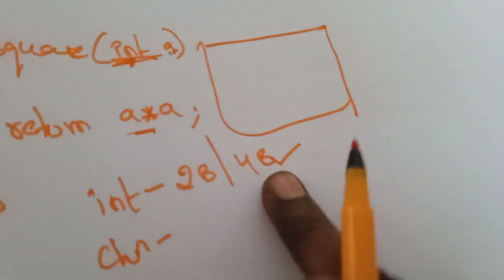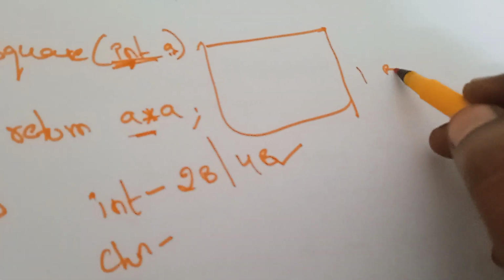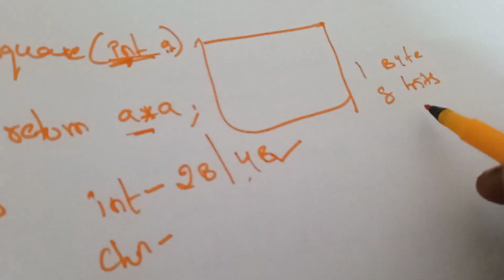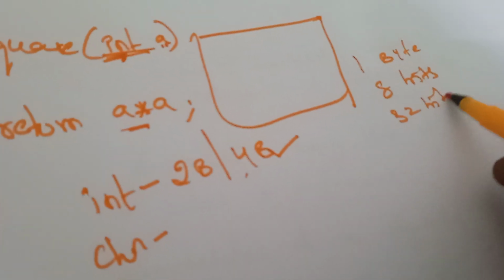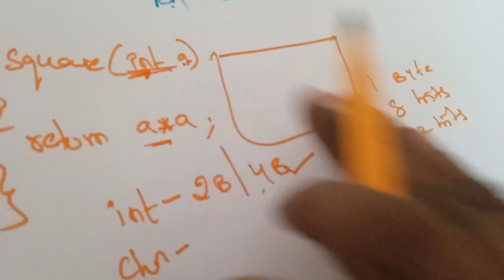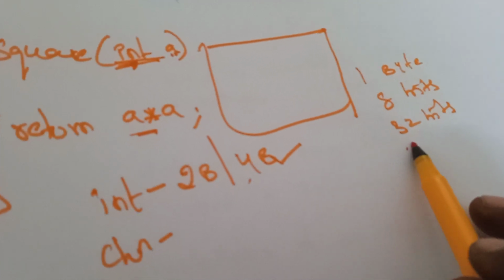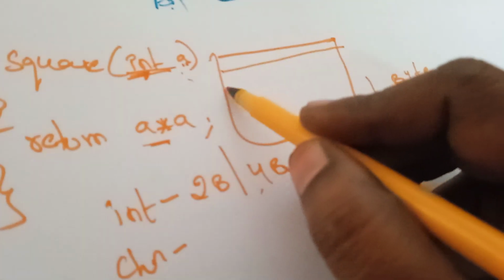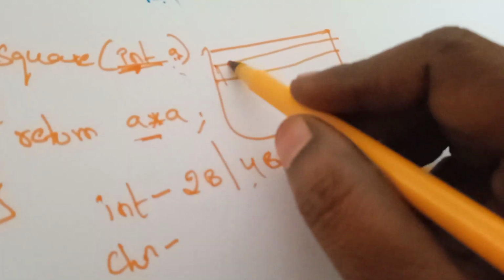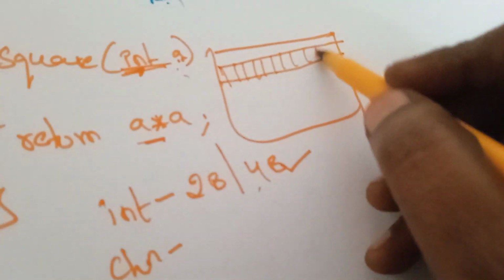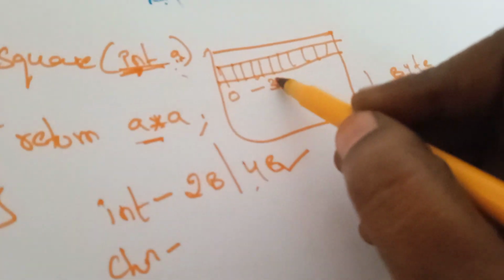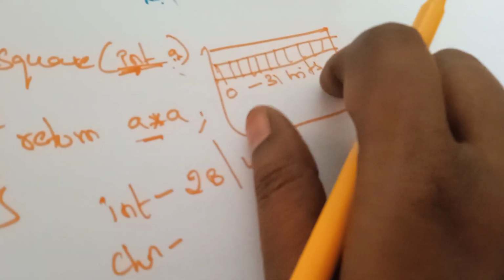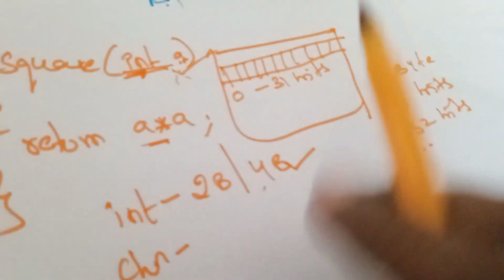4 bytes means what? 1 byte is what? 8 bits. And 4 bytes means what? 32 bits. So in my computer memory, 32 bits of space is given to store this variable. That means one frame will be allocated, and this frame size is what? 0 to 31 bits. So this much memory is given to store a value.